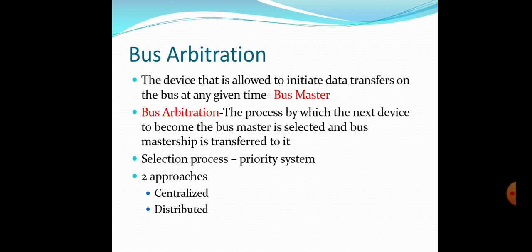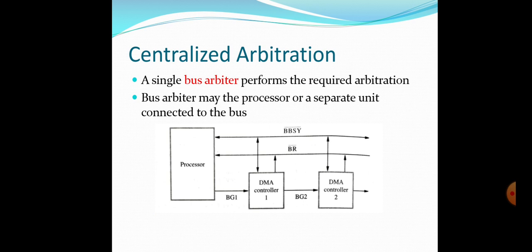This selection process is based on a priority system, and we have two important approaches for doing bus arbitration. One is the centralized approach and another is the distributed approach. The centralized arbitration technique uses a single bus arbiter for performing this arbitration process. The bus arbiter may be the processor or a separate unit connected to the bus.